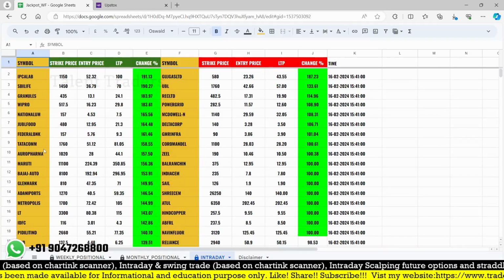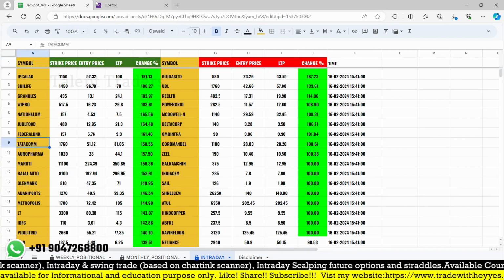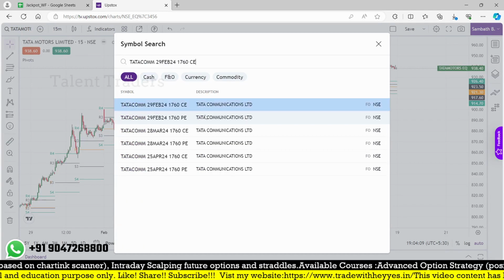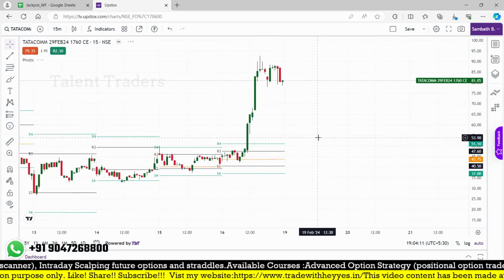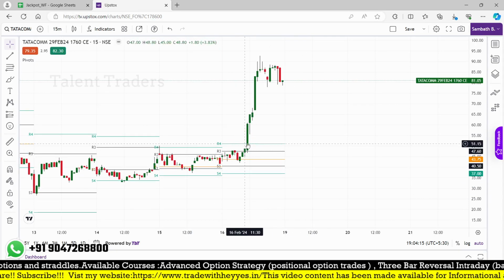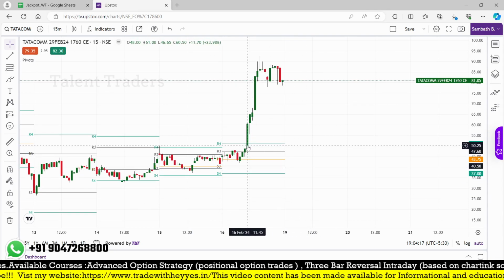Let's assume Tata Communication 1760. Let me check Tata Communication 1760. It's a call option. You can look at this, here is an entry point. So 51.1. So here the breakout is happening at 11:45.